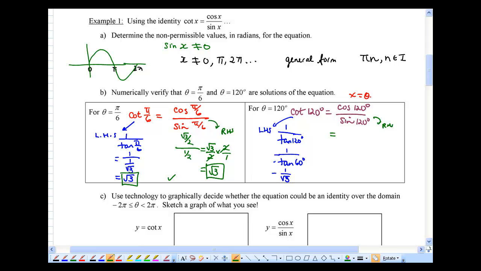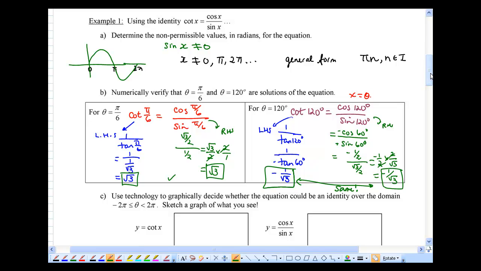So cosine 120 is the same thing as cosine of 60, but it's negative because it's in quadrant number 2. Sine 120 is the same thing as sine 60, but it's positive. Cosine, I believe, was negative 1 over 2. And then sine is positive root 3 over 2. And of course, if you just do the division, that's 1/2 times 2 over root 3. Once again, the 2's cancel out. And lo and behold, it's the same as the left side. Yay! Should be the same. And that's how you numerically verify that they're solutions. Okay?